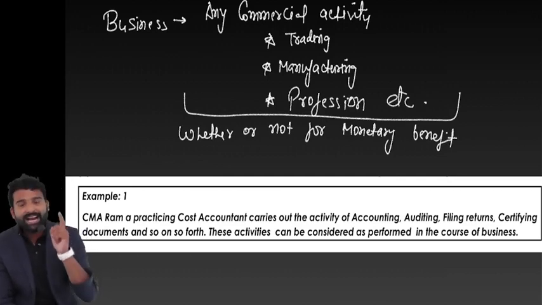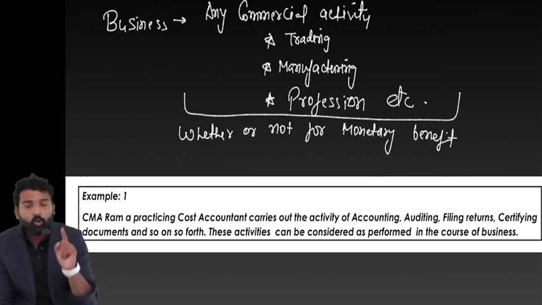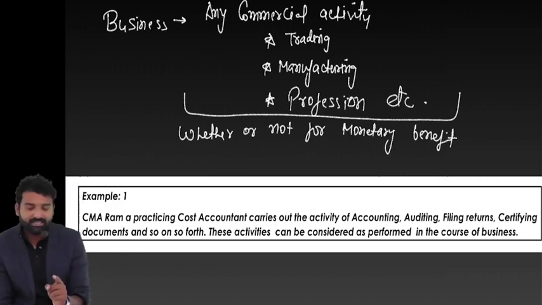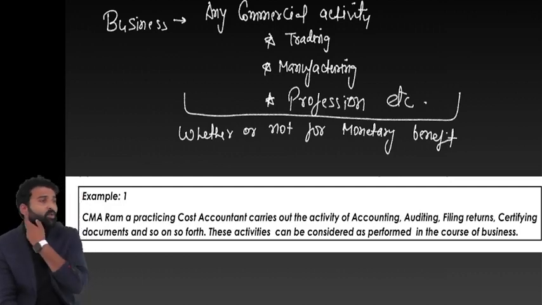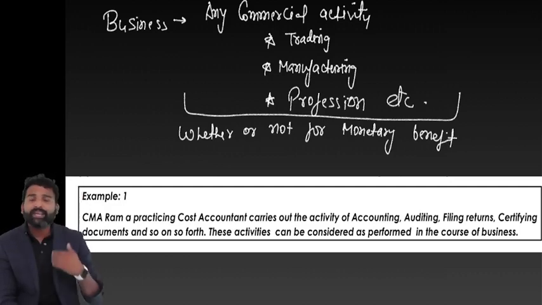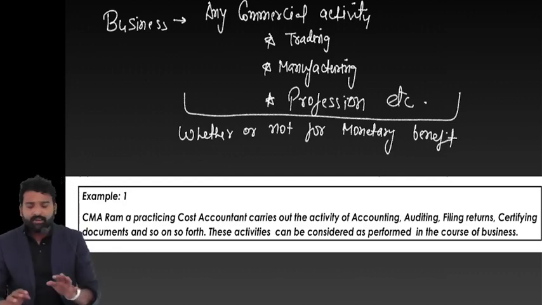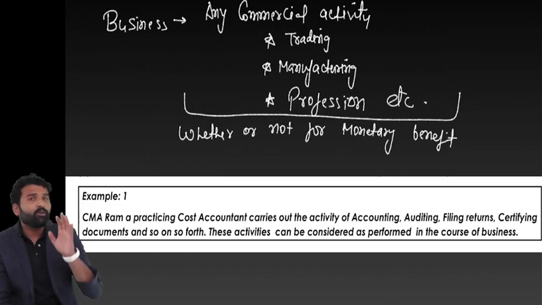That transaction will be covered in supply only if I am doing any business activity. I am having a business. I am a trader. I am doing some commercial activity. I am doing some profession. I am an office bearer, office holder, anyone. But there should be a requirement of business.